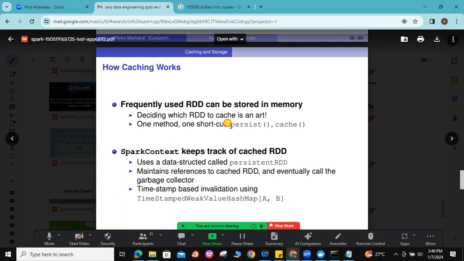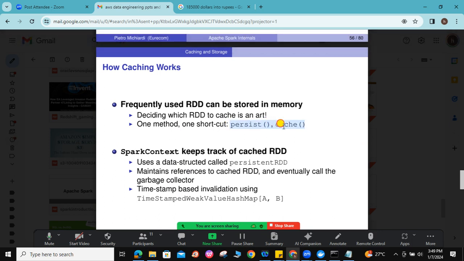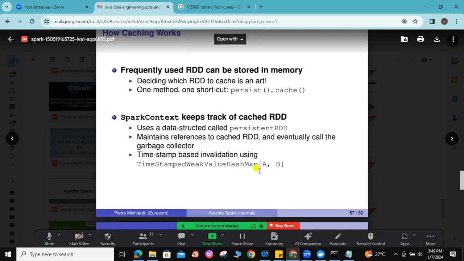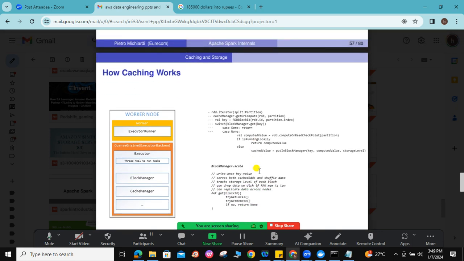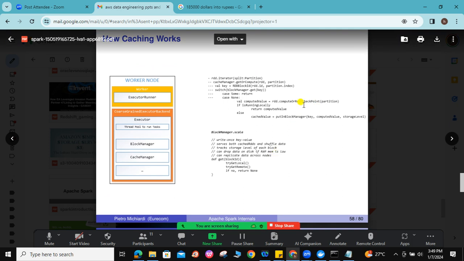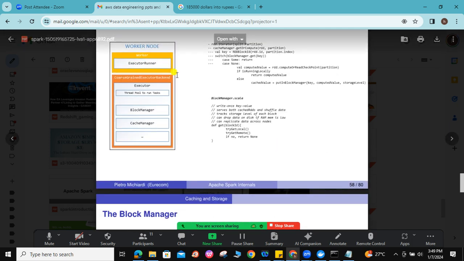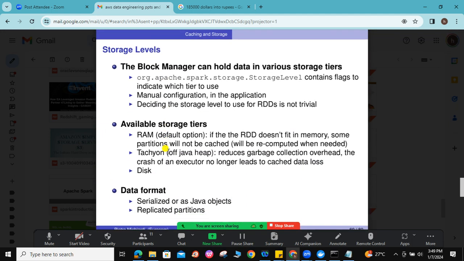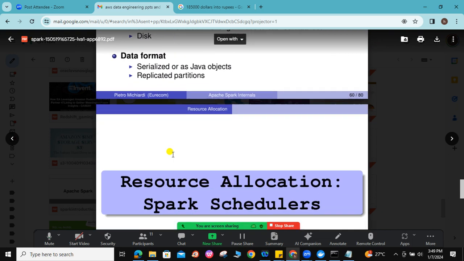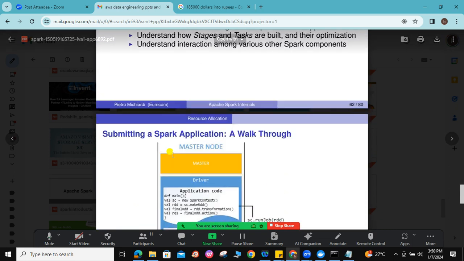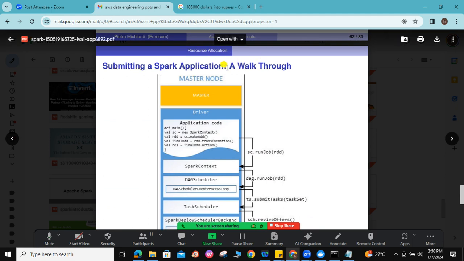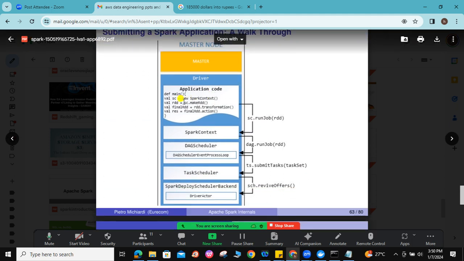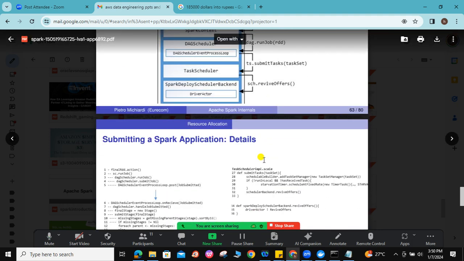So caching, there are two ways. In your code you can use persist or cache. One method, persist, also caches, meaning permanently store, or you can use cache. Compute cache, okay. This is the storage level. Data format, again I had asked you about different data formats. So walk through submitting Spark. As you submit the Spark application code, okay, not required.